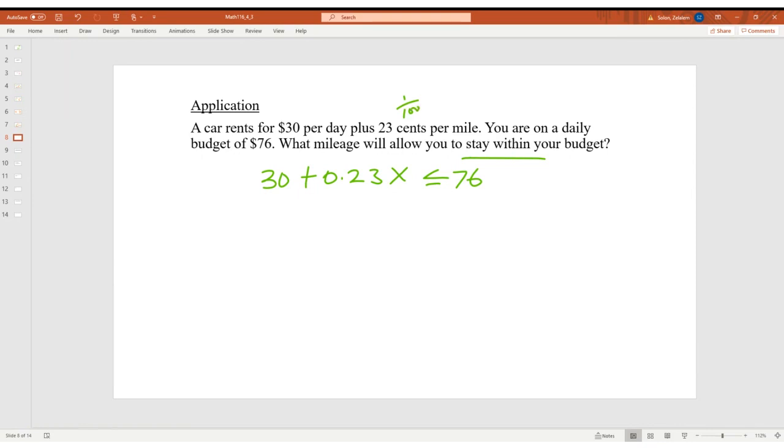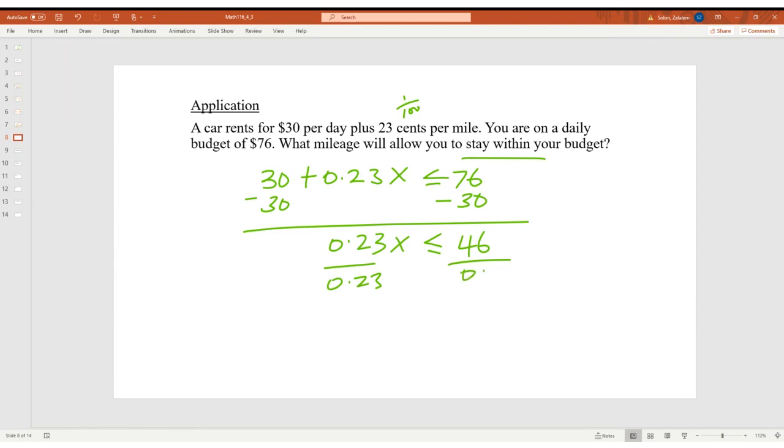Okay. Now let's solve this. So you subtract 30 on both sides. So you'll have 0.23x is less than or equal to 46. Now we have to divide both sides by 0.23. So x is less than or equal to 46 divided by 0.23. It's about 200. So you can drive up to 200 miles.